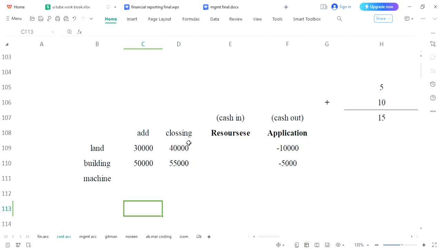The only difference is we are either making resources or application. As you can see, if the sign is minus, it would be application. If you get plus sign, it would be resources, that means cash is coming in.